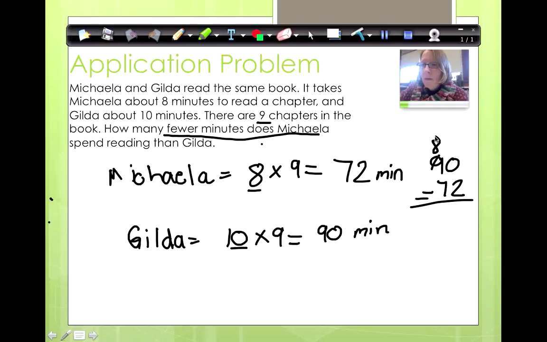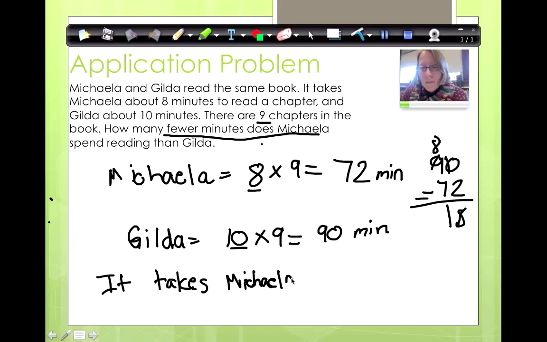So what are we working on? It takes Michaela 18 what? Books or 18 minutes? 18 minutes, right? Minutes less to read the book. Then Gilda, please make sure you write this whole sentence. We need to be practicing writing out our answer so it makes sense.